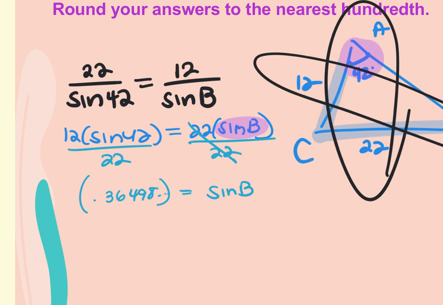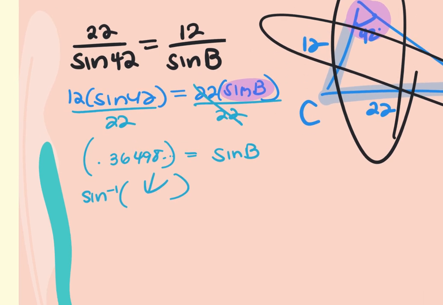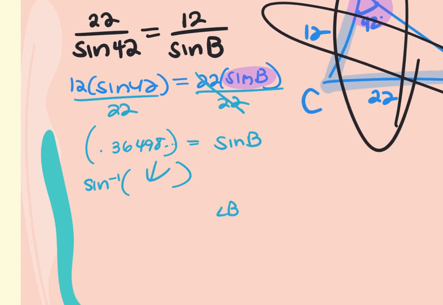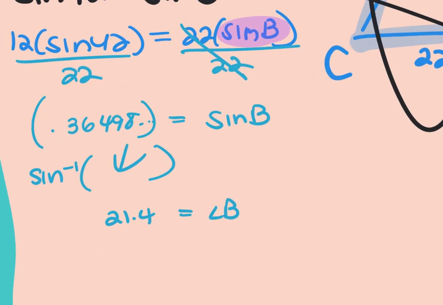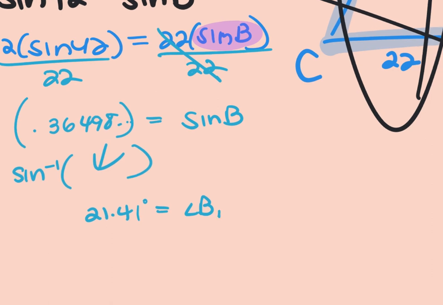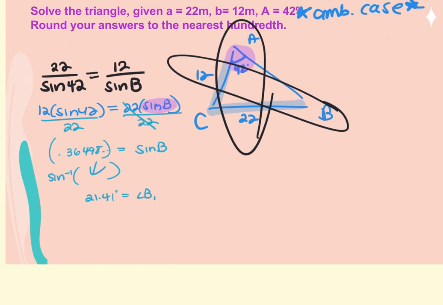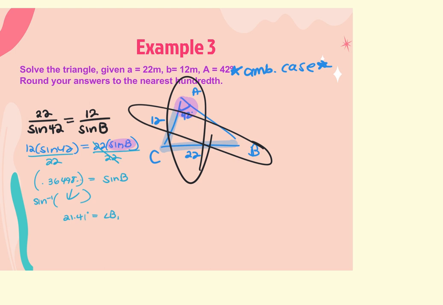If I'm given the trig function and I'm looking for the angle, what button do I hit? The inverse. So I'm going to do sine inverse of that value. Second, sine, and I'm going to pull back the answer on my calculator so it keeps that whole thing. And I get angle B is 21.4, what's it say, around 21.41 degrees. But we're going to call this B1. And we're going to assume there's a second triangle.